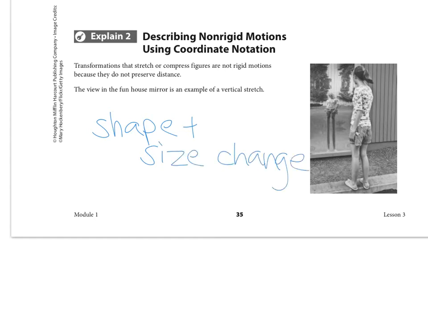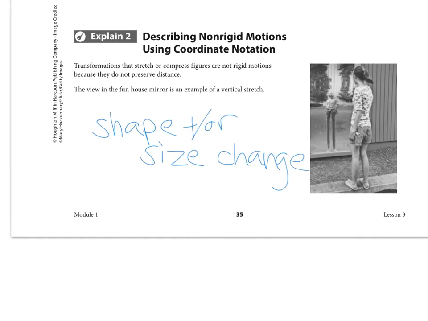And actually I should say shape and/or size change, because they don't both have to change and distort, okay? But if it's not the same exact thing that you started with, picked up and put in a new location, then it's what we call non-rigid.